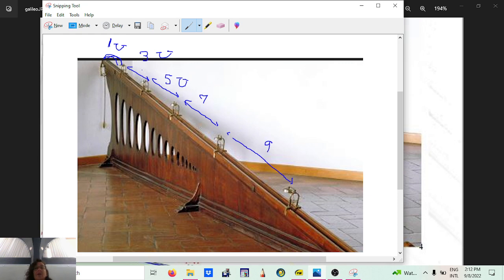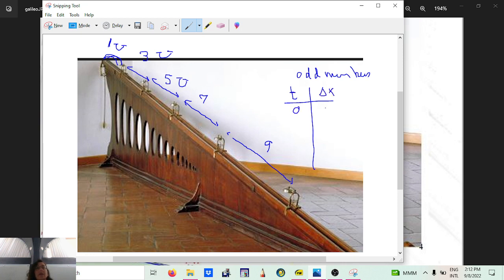9. So after 1 second, maybe it was going 1 inch, 2 seconds, 3 inches. So that was each time the delta x, or the distance covered. These are called the odd numbers that Galileo found out. So now let's make a table: the time elapsed and the total displacement. I'm going to call that delta x, total displacement.